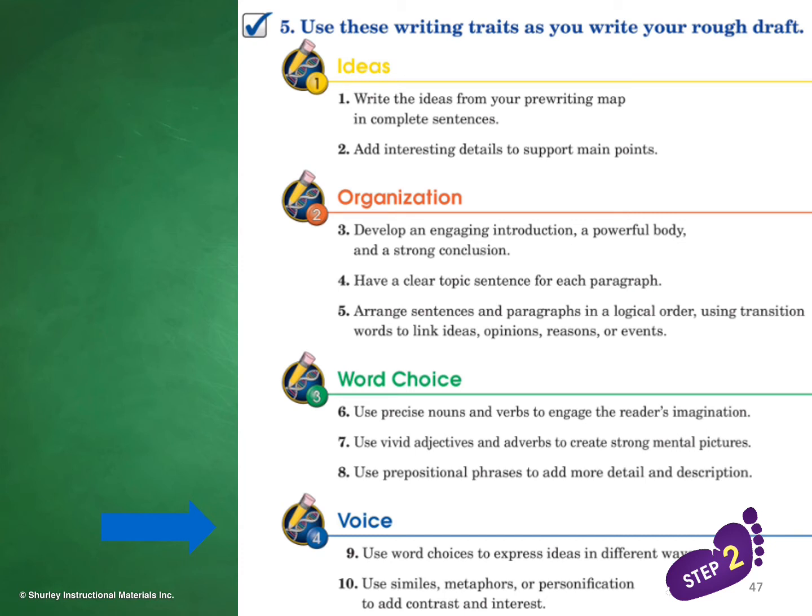Writing trait number 4 is voice. Students are taught how to express their unique writing voice through their choice of words. They need to consider their purpose and audience, so they use appropriate words and expressions.